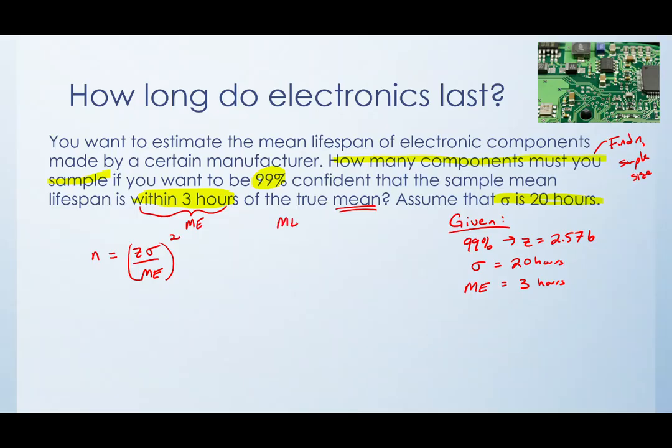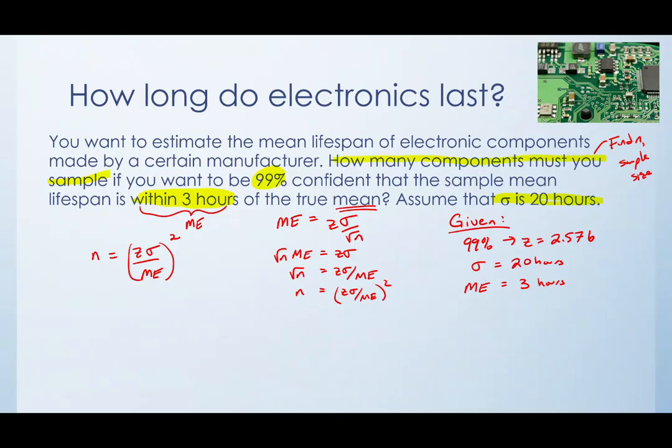And this is coming from, remember, the margin of error is everything after the plus minus, z sigma over root n. So we could say, okay, great, root n times margin of error equals z sigma. Just multiply both sides by square root of n, divide both sides by margin of error, and then, of course, square both sides. And we've got our formula.